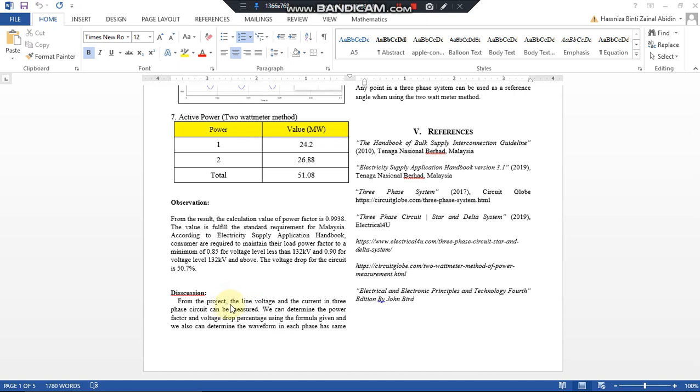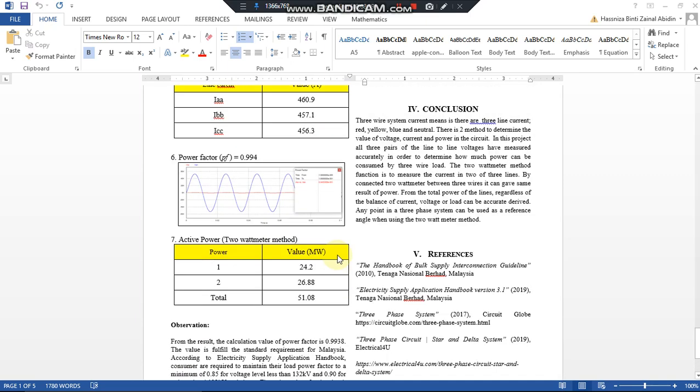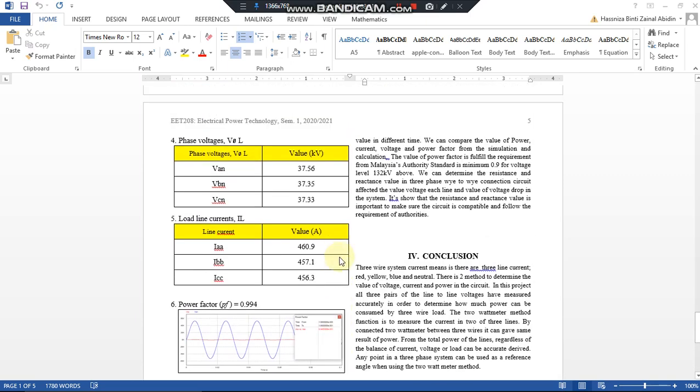Discussion from the project. We can measure the line voltage and current in a three-phase circuit. We can determine the power factor and voltage drop percent using formulas. We can also determine the same waveform for each phase at different times. We can compare the values from simulation and calculation, and the last one is to show that the resistance and reactance are important to make sure the circuit follows the requirement.